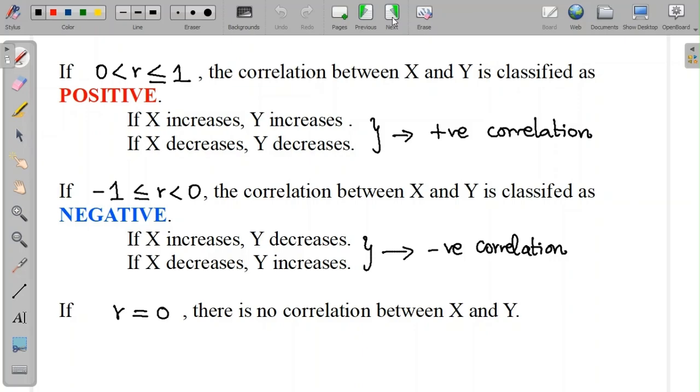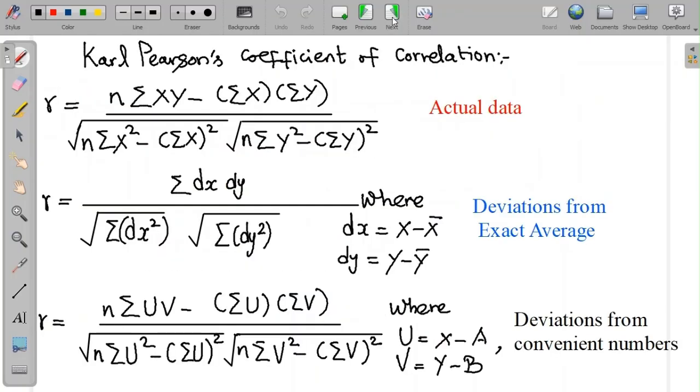If this coefficient takes a zero value, then there is literally no correlation between x and y. That is why the quantification of the correlation is at zero. This correlation coefficient, which we call Karl Pearson's correlation coefficient, can be determined by one of these three formulae. Even though they are three in number, the concept is the same, which we will explain.